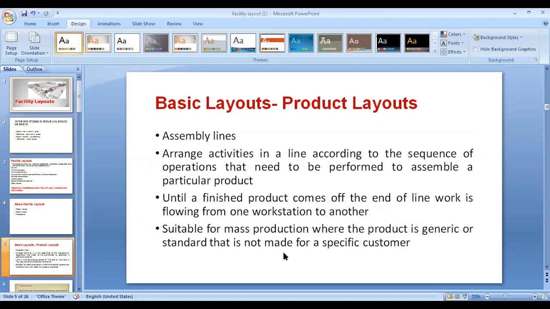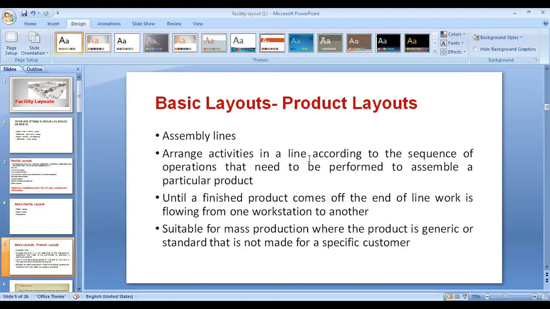So until a product comes out of the assembly line, the flow of the product is happening from one workstation to another workstation. It is suitable for mass production where the product is generic or standard, that is not made for a specific customer. So this basic layout is more suitable for a company that is engaged in mass production, where they are not producing differentiated products, but more generic or standardized products like soap.